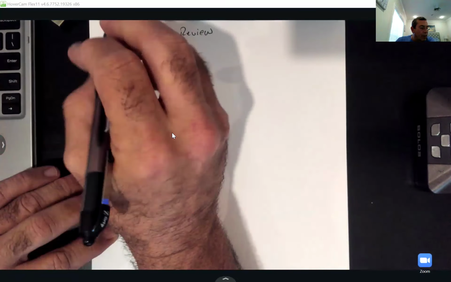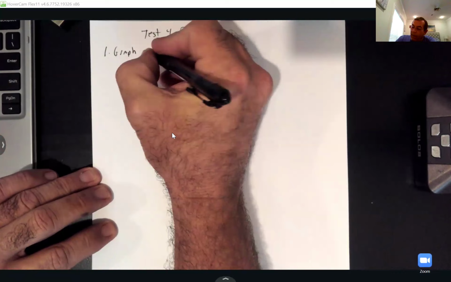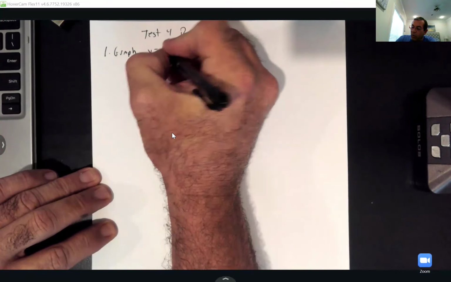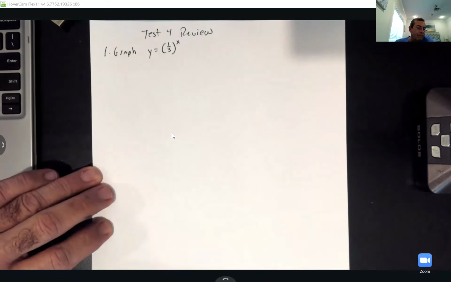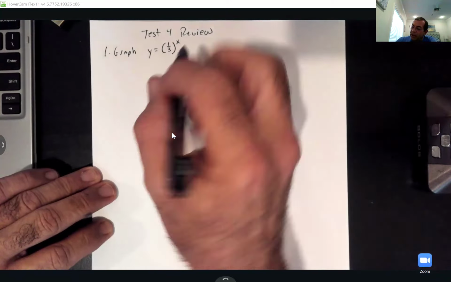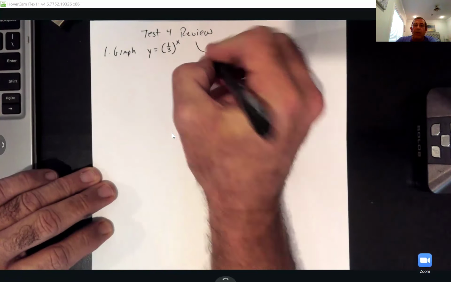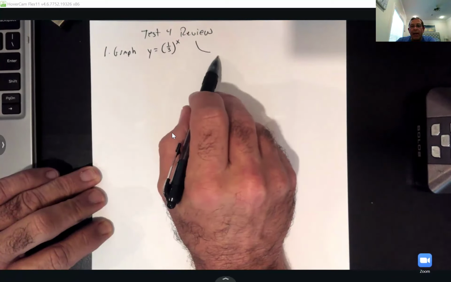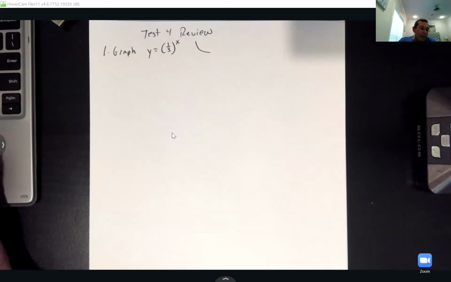So number 1 wants me to graph y equals 1/3 to the x. Now remember, since this is a fraction to an exponent, we know this graph is going to sort of come down from the left and fall as it goes to the right, okay? So we're going to go in and graph this on our calculator and see what we get.